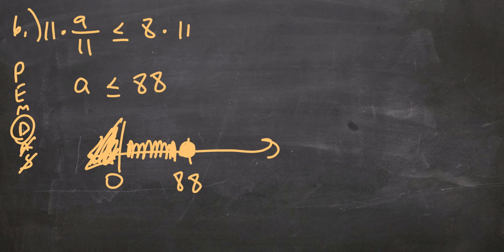And just to check my work, it means 0 should work. So I'm going to plug in 0. I get 0 is less than or equal to 8, which is true. So this works.